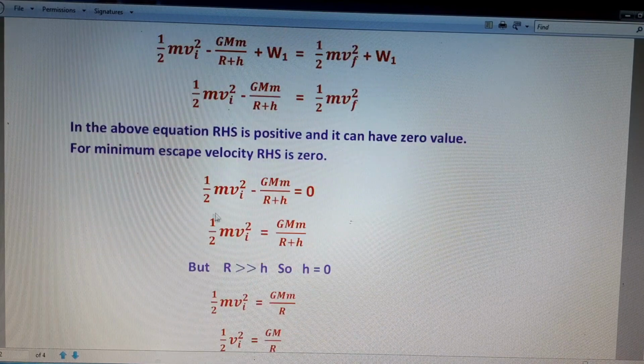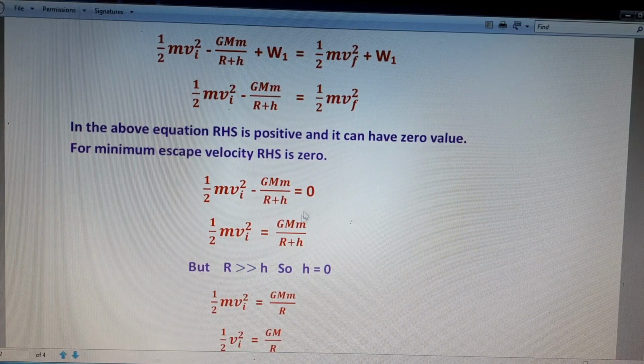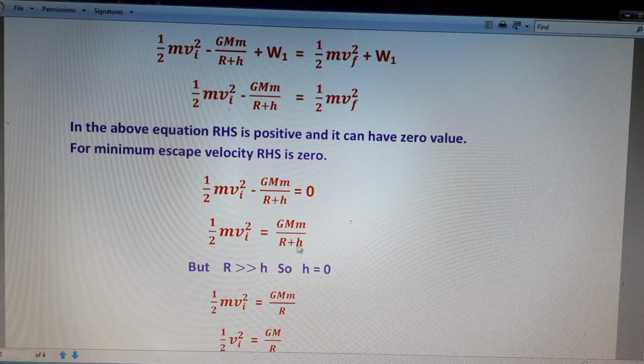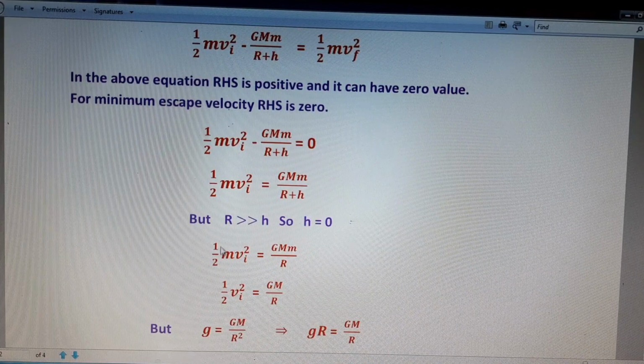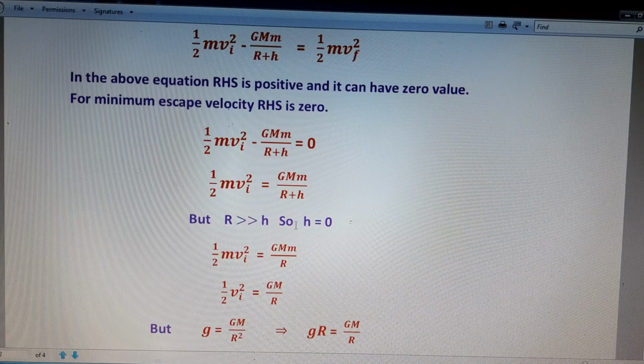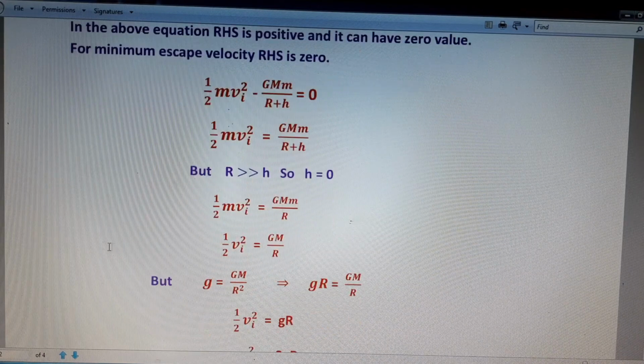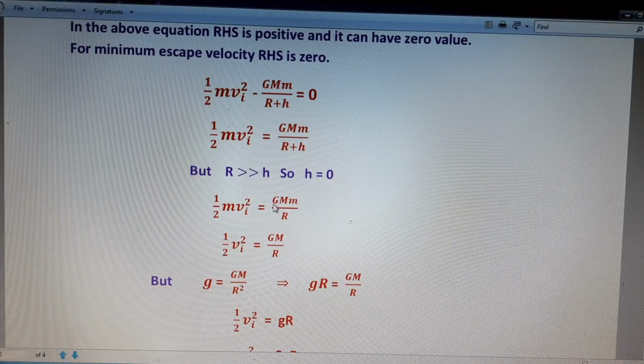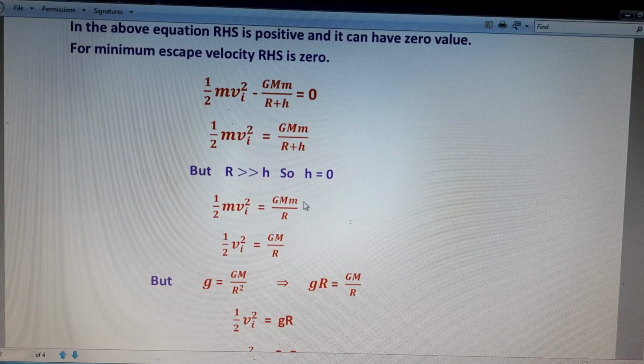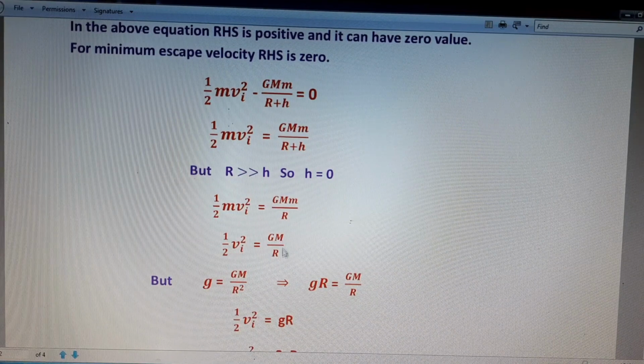So we can write the above equation: half m vi squared minus GMm by (r plus h) is equal to 0. Now we can write half m vi squared is equal to GMm by (r plus h). But there is a condition: the radius of the earth is always greater than h. So we can write h is equal to 0. In the above equation we substitute h equal to 0. Half m vi squared is equal to GMm by r. Now small m, the mass of the object, is cancelled on both sides. So half vi squared is equal to GM by r.